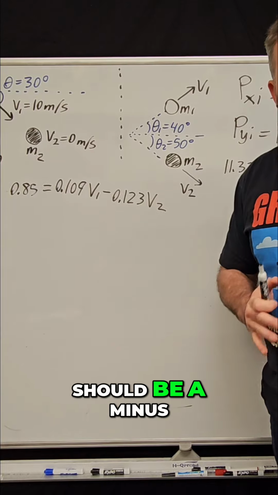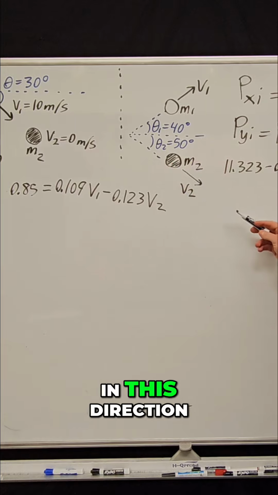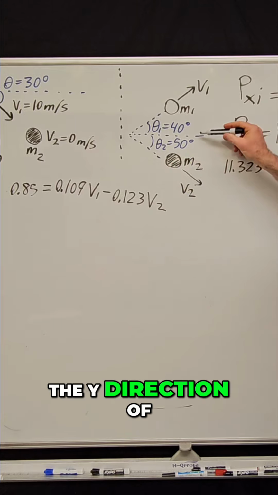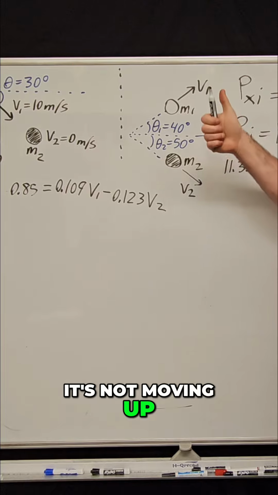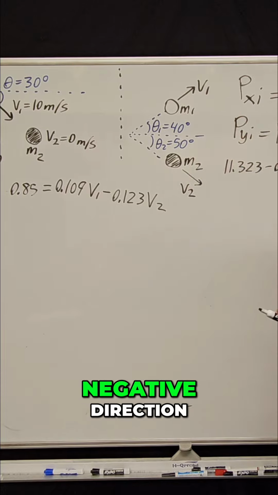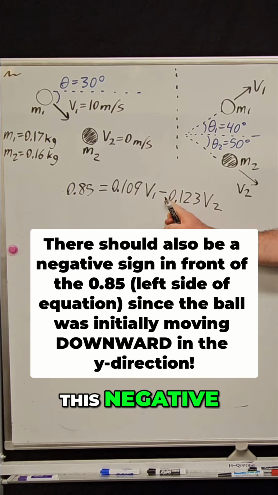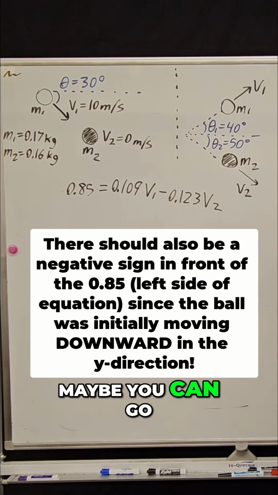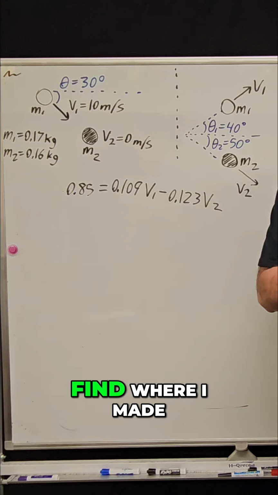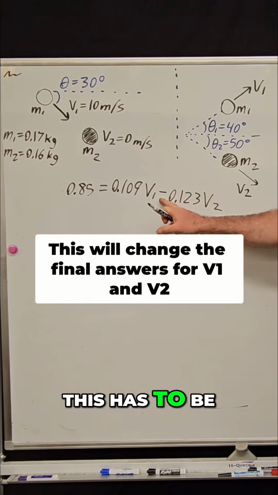And the reason it should be a minus is because when we looked at this term for this ball moving in this direction, the y direction of its velocity is not a positive number because it's not moving up. Down is actually the negative direction. So I missed the negative term there, and that's what makes this negative. In fact, that's a common mistake for people, and maybe you can go back and pause the video and try to find where I made that mistake and see exactly what I'm referring to. But yeah, this has to be a negative term.